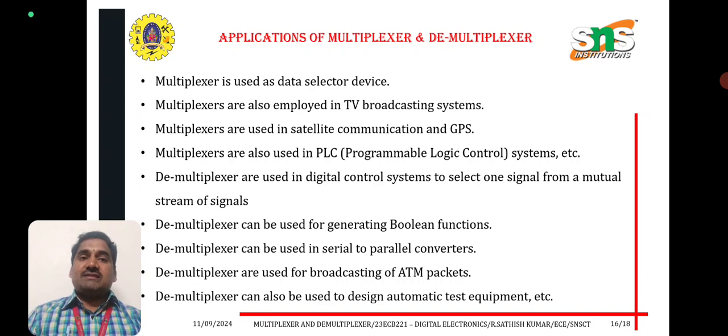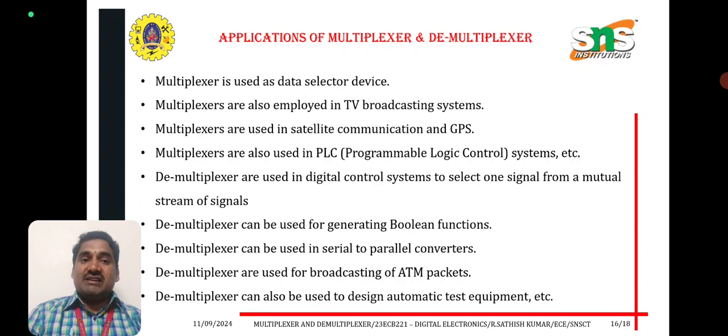Next one, applications of multiplexer and demultiplexer. Multiplexer is used as a data selector device. It is also employed in TV broadcasting systems. It is used in satellite communication and global positioning systems. It is also used in programmable logic control systems, etc.